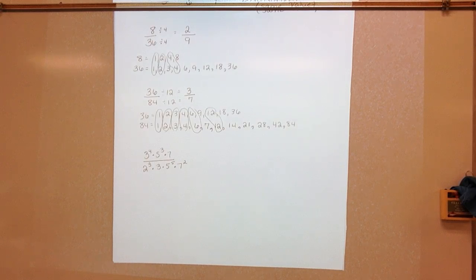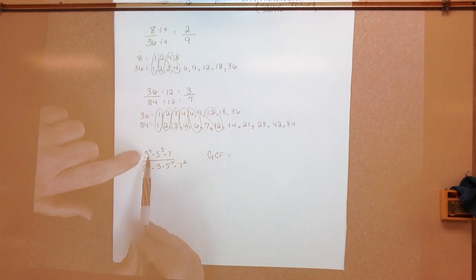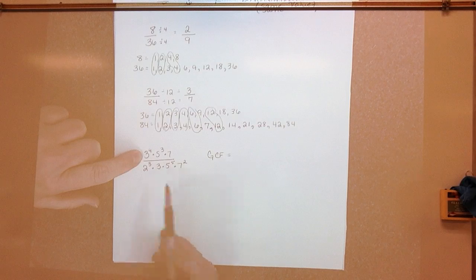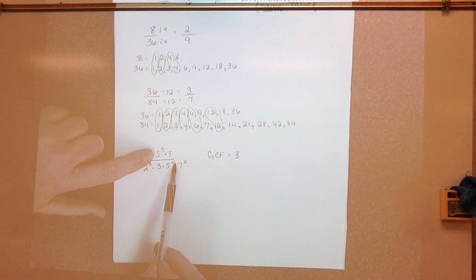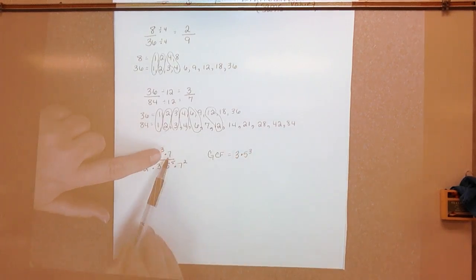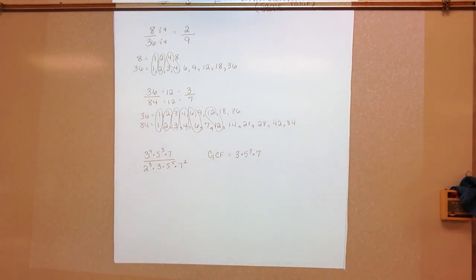So let's look at our GCF. I've got 3 to the 4th and 3, so I'm looking at 3. I've got 5 cubed and 5 to the 5th, so I'm looking at 5 cubed. And then 7 and 7 squared, I'm looking at 7. Okay, so there's my GCF. So now I've got to factor that GCF out.